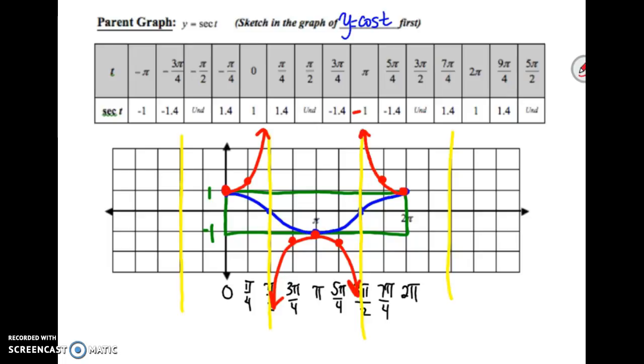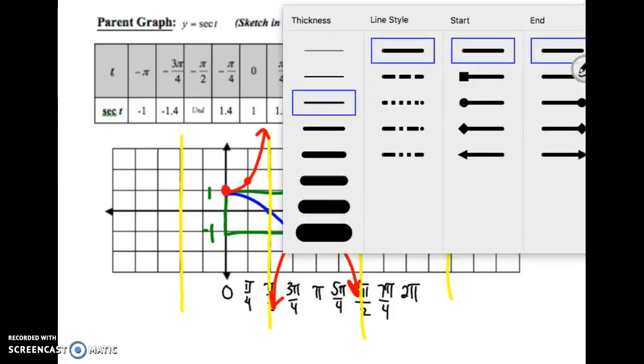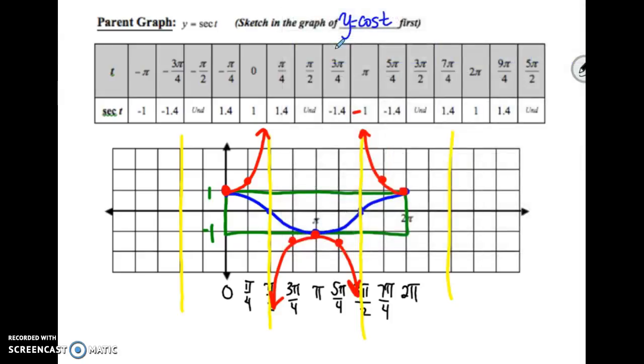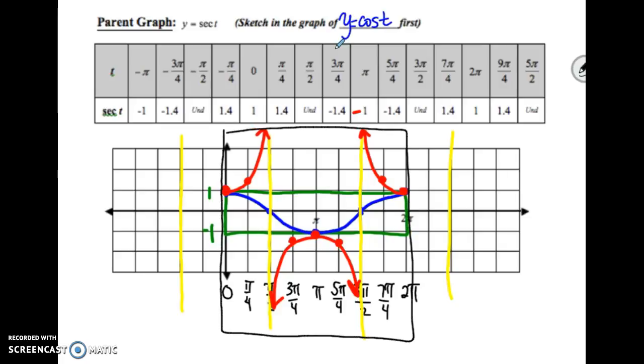Okay? So technically, that's what one period right here of y equals secant looks like. From here to here. So instead of having two parabolas, basically now we've got one parabola in the middle and kind of two half parabolas on the side. This is one period of y equals secant t.